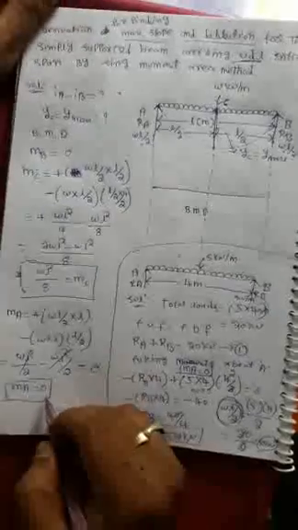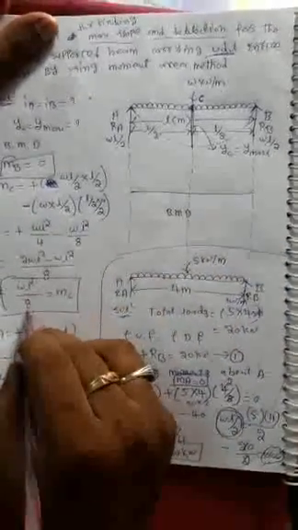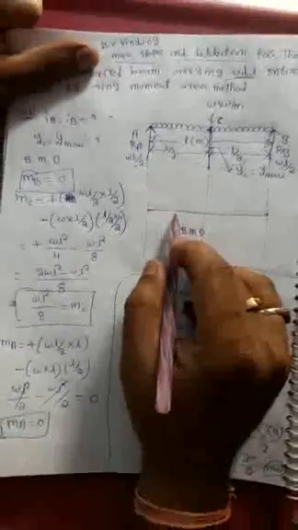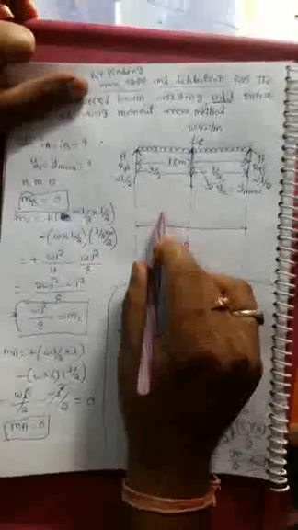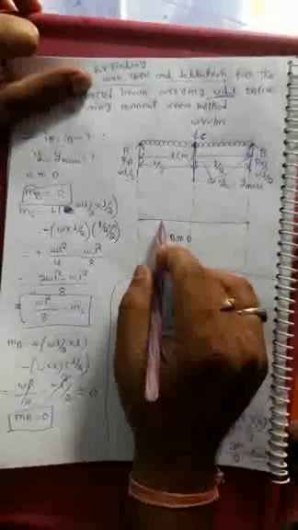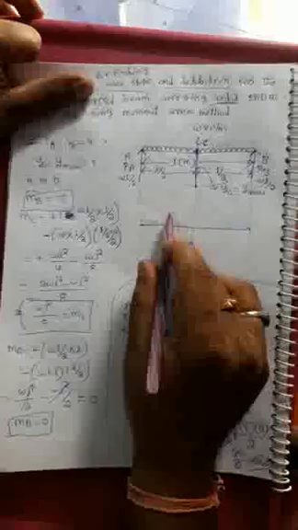So MA equal to 0 and MB equal to 0. At MC the value is WL square by 8. So here it is 0 plus WL square by 8, not minus WL square by 8. Above the baseline is plus, positive, and below the baseline is negative. So here the answer is plus, positive sign, and 0 and 0.